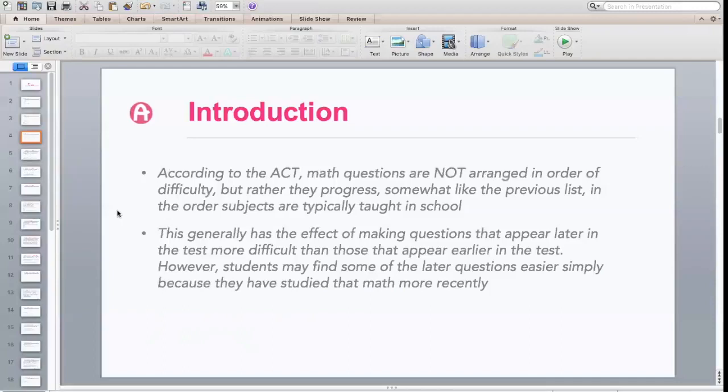So in that sense, it isn't necessarily as easy to rely on something like, oh, if number 32 is easy on the ACT, it's not necessarily the same comparison as with the SAT. But that said, some students might find the later questions easier simply because those are the questions that they will have covered in their regular courses around the time of taking the test.